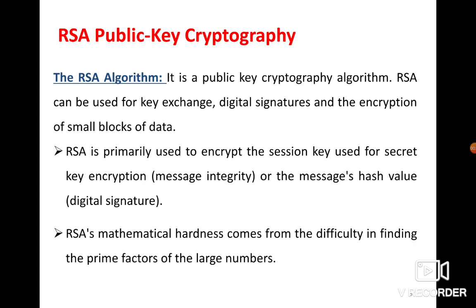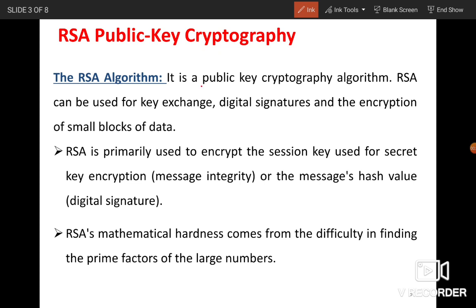So what is the RSA algorithm? It is a public key cryptography algorithm. What is a public key algorithm? Two different keys are used: one for encryption, the other for decryption. RSA is mainly used for exchanging keys, for digital signatures, and to encrypt small blocks of data. These are the three main uses of RSA.